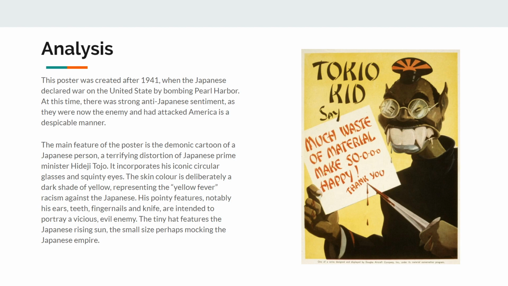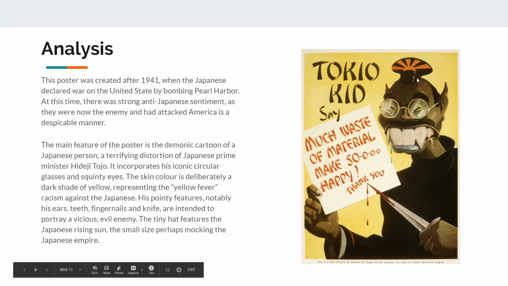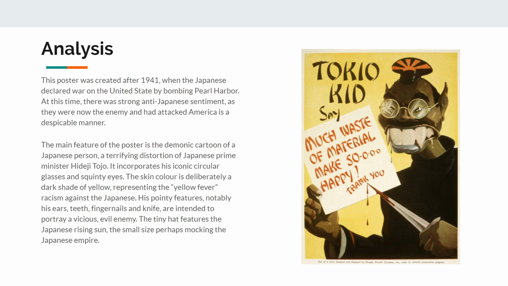His pointy features, notably his ears, teeth, and fingernails, again, attention to detail helps a lot. The fingernails are sharp too, like knives, intended to portray a vicious, evil enemy. The tiny hat, again attention to detail, perhaps mocks the Japanese Empire. So you have the rising sun, it's a small hat, maybe making fun of the Japanese, but it's pointing at how small their country is.